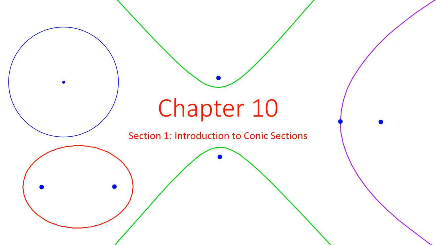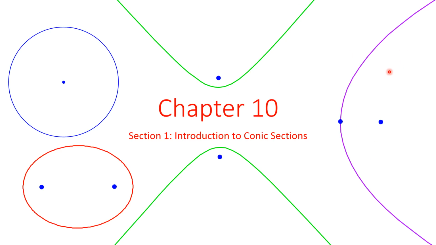On this screen, I actually have all 4 conic sections that we will be looking at. That's why it looks a bit cluttered. We have a circle, we have an ellipse, we have a hyperbola, which is both of these guys, and then parabolas. You might think, well, I've dealt with parabolas before. We spent a whole chapter 5 on parabolas, and they didn't look like this. They were going up and down.